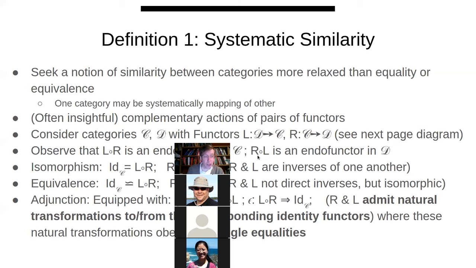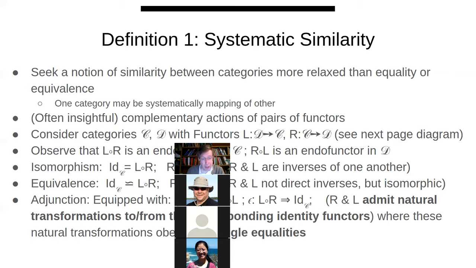Okay, now, as Eugenia lays it out in Adjunctions 1, in her inimitable style, identity would be defined if you just said L after R gives the identity, that would be saying that the two categories are isomorphic, or R after L is the identity in D, L after R would be the identity of C. R and L here would be inverses of one another. That's interesting. C and D are really the same category up to relabeling. But it's not all that insightful, and it's kind of rigid.